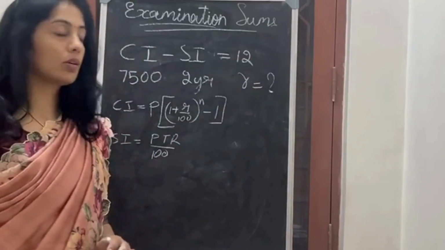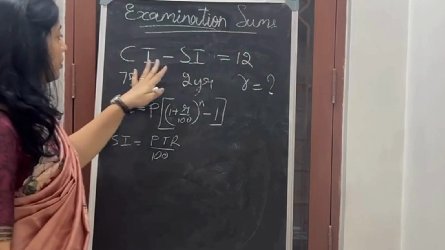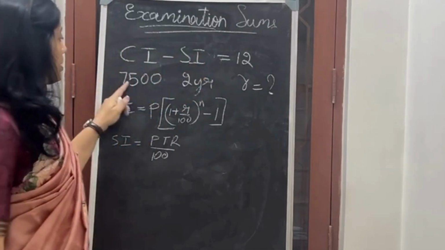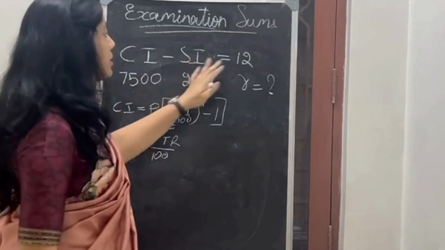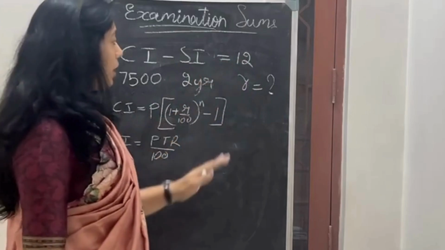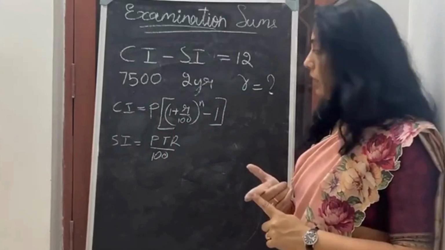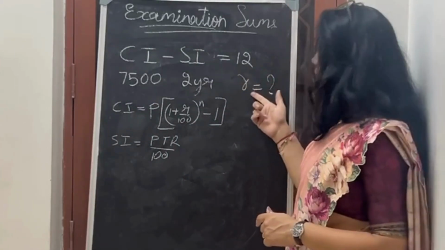The next question is on compound interest. The question says the difference between compound interest and simple interest on 7,500 taken for 2 years is 12 rupees. Find out R. What have they given us? They have given us P, they have given us T, and they have told us the difference is 12 rupees. What we have to find out is R.